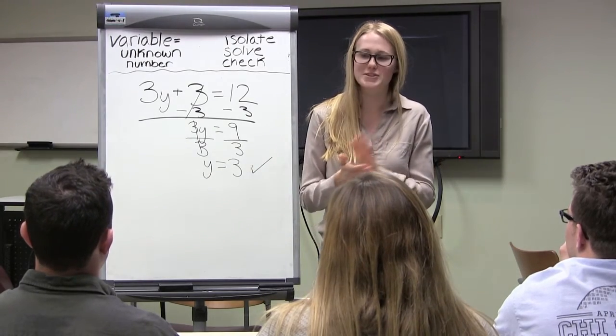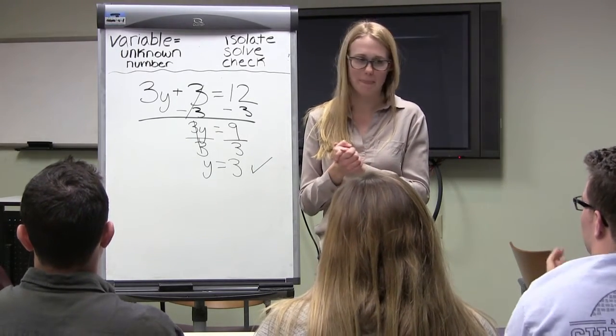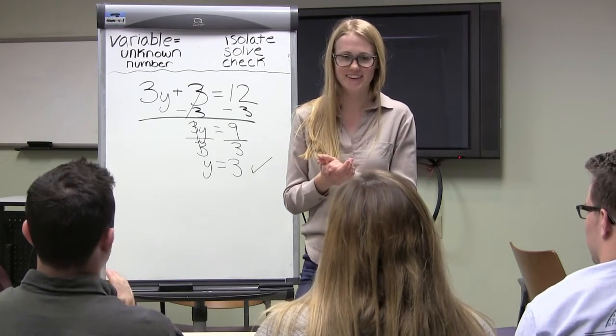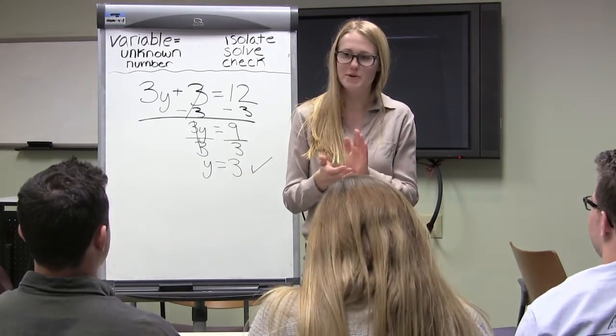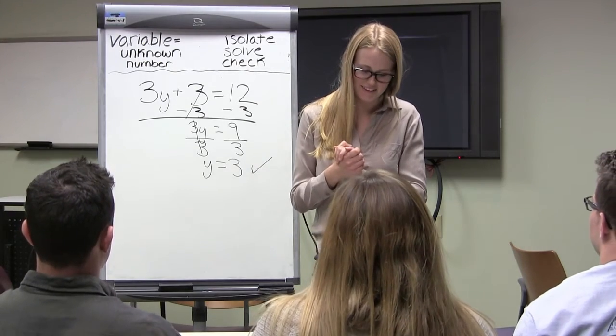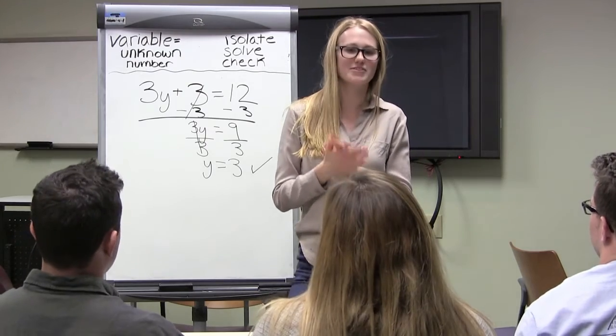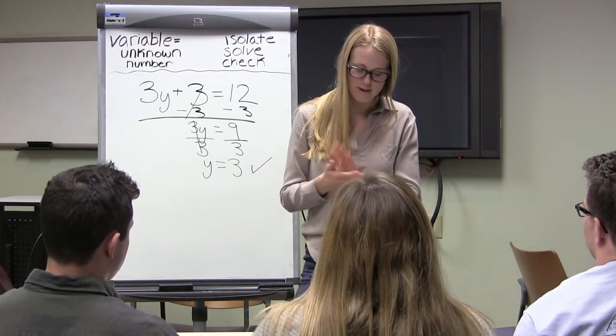What do we do with a two-step equation? We use a 3-step solution for the two-step equation. Firstly, we isolate. Secondly, we solve. Lastly, we check.